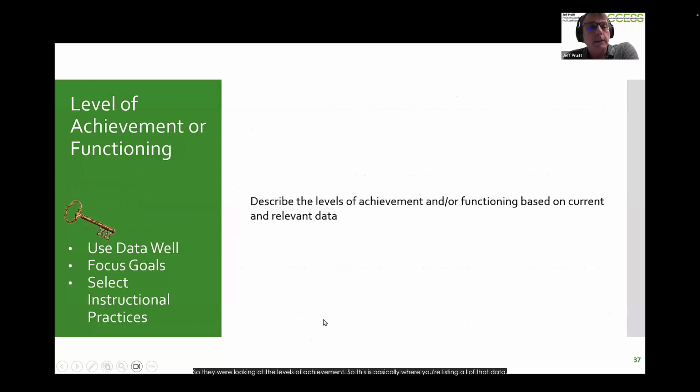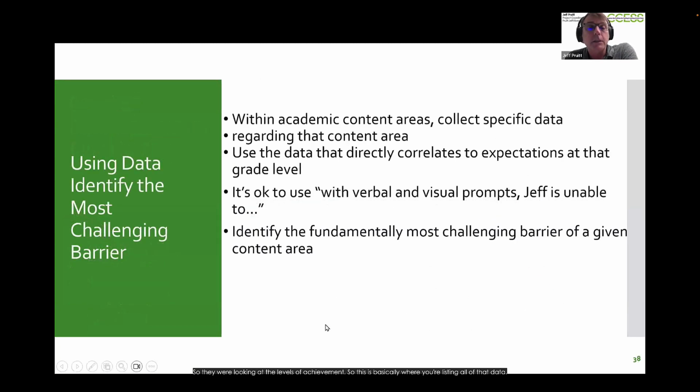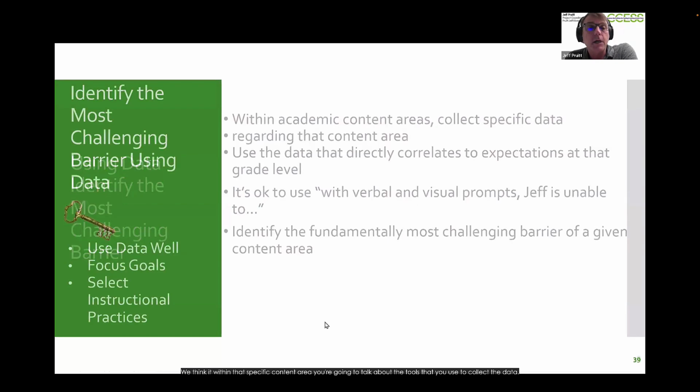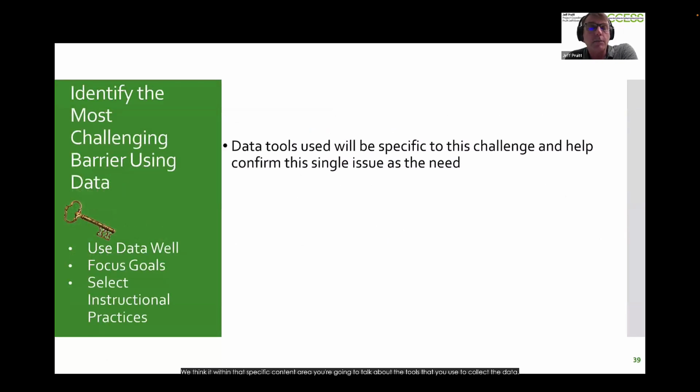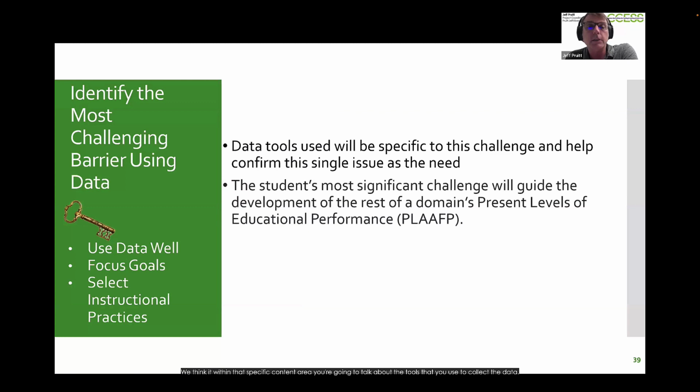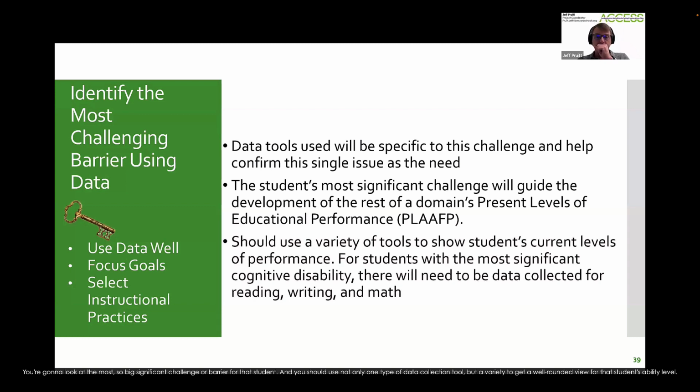So then we're looking at the levels of achievement. This is basically where you're listing all of that data within that specific content area. You're going to talk about the tools that you use to collect the data. You're going to look at the most significant challenge or barrier for that student. And you should use not only one type of data collection tool, but a variety to get a well-rounded view for that student's ability level.